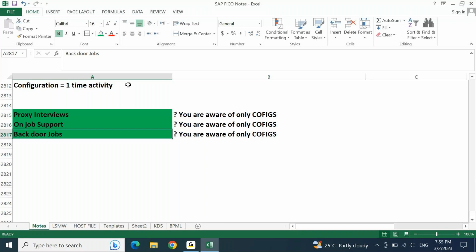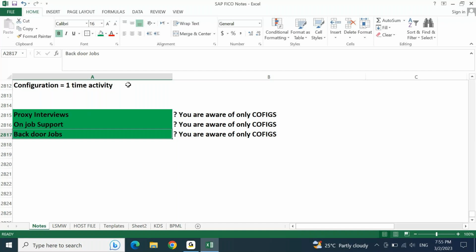Clear? First of all, you will have to change your mindset. When you are in SAP FICO, you have to change your mindset. It is not about doing the configuration. First, take that point out of your mind. It is not about configuration. Config is only 10% of a FICO consultant's activity. If you know only 10% of a FICO consultant's activity, 100% you will not get a job. Correct?